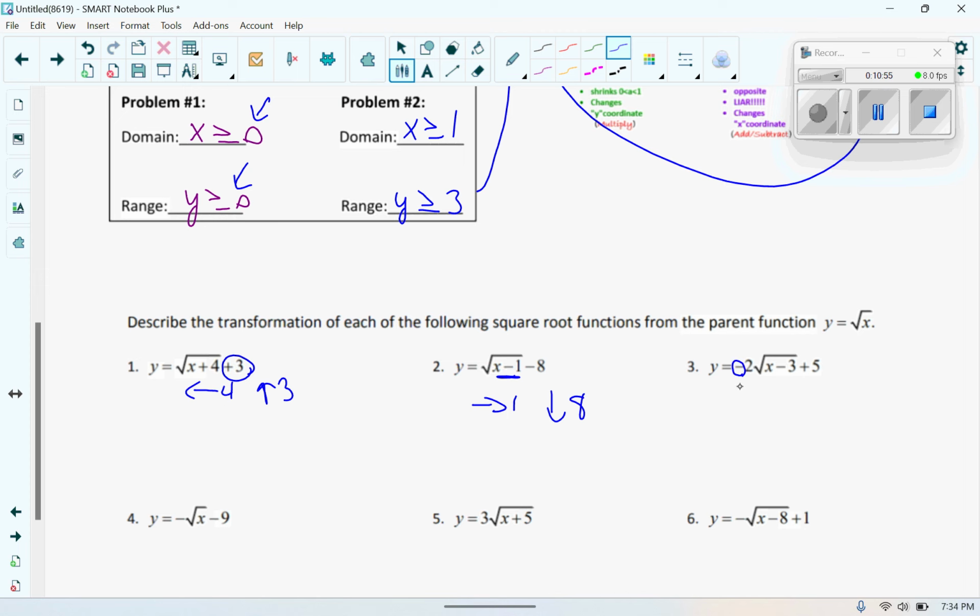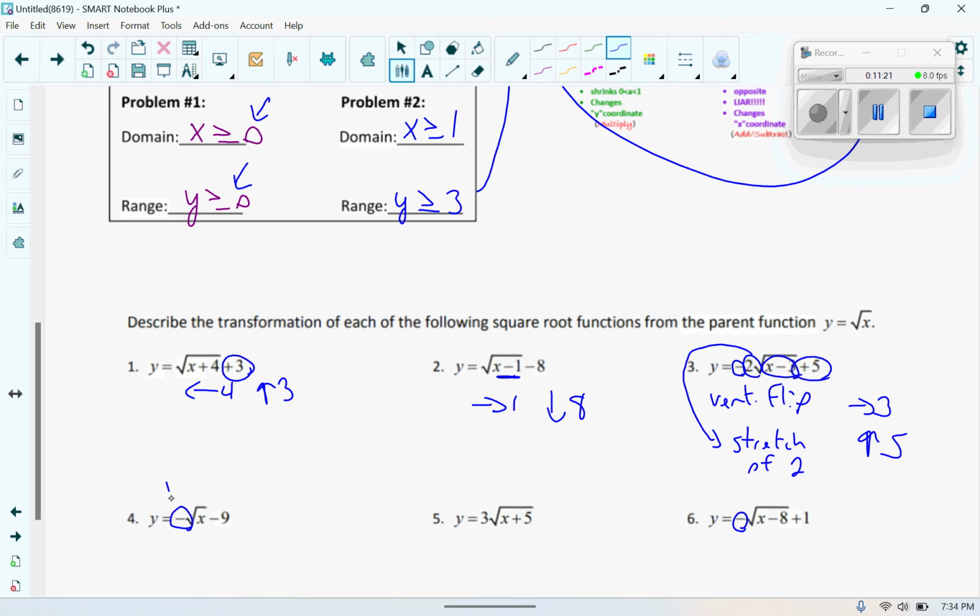Anytime you see a negative, like here and here, we're going to say vertical flip. Anytime there's a number there, that's either a stretch or compression. So I'm going to say stretch of 2. And then we're going to go back here. That's right 3 and up 5.